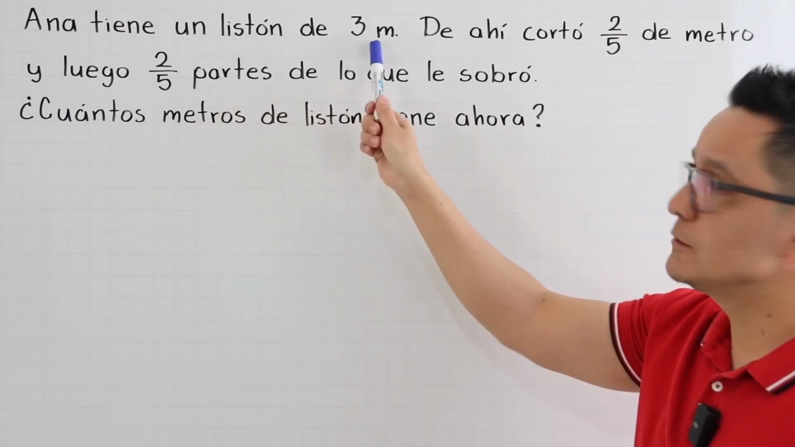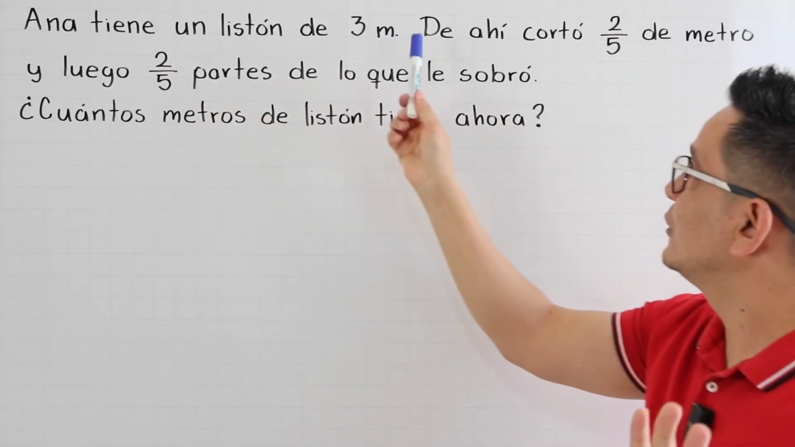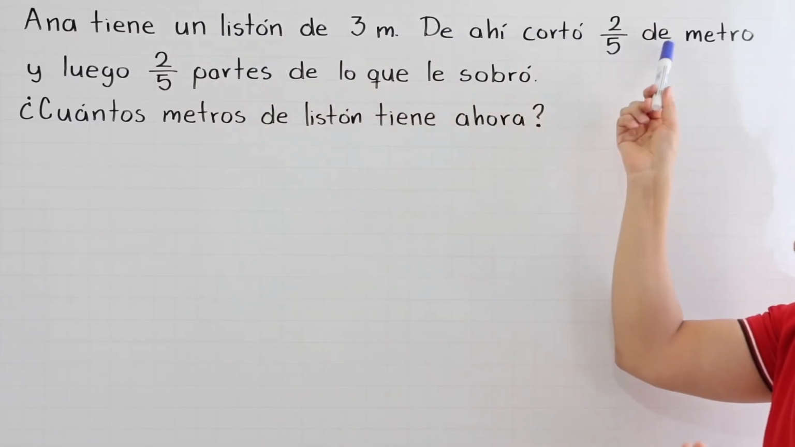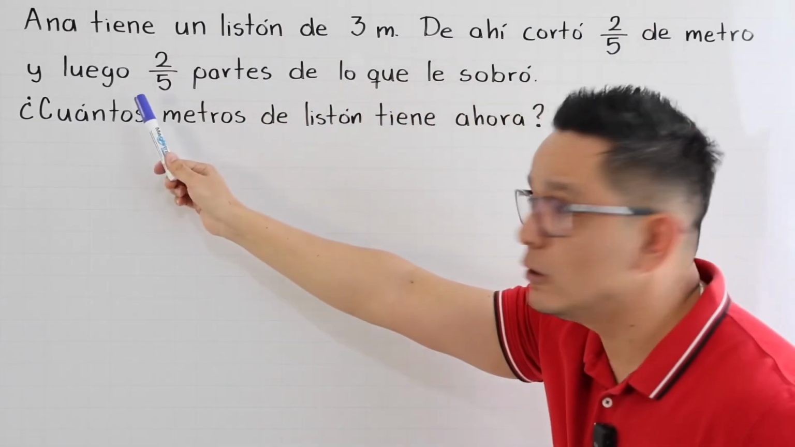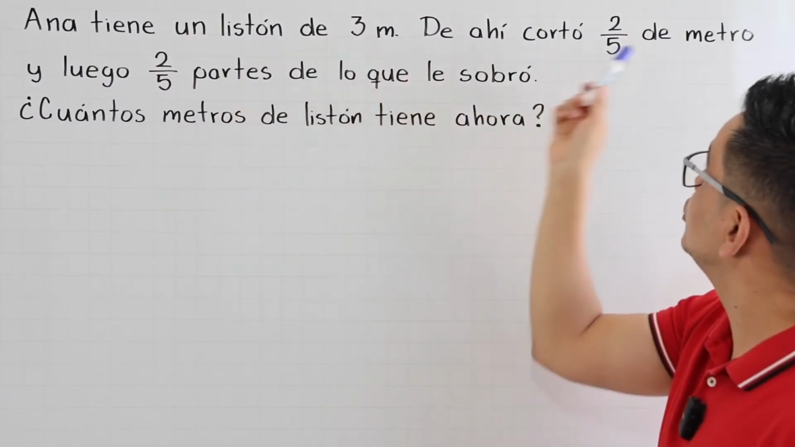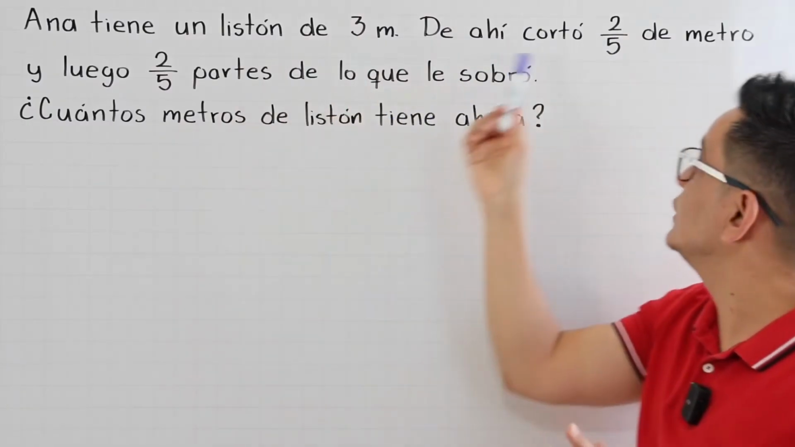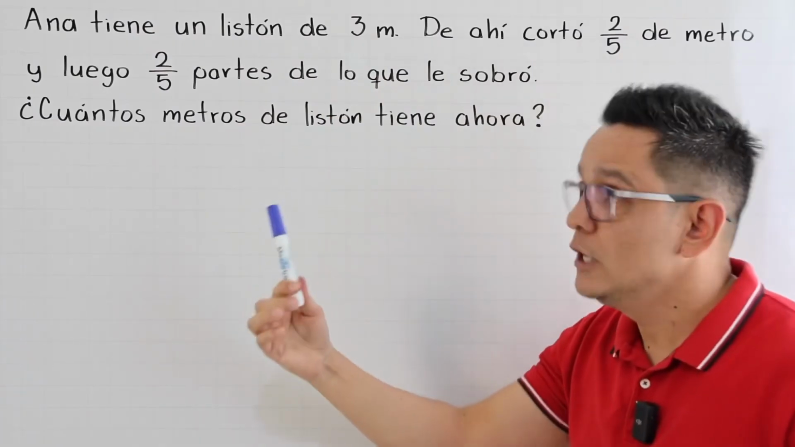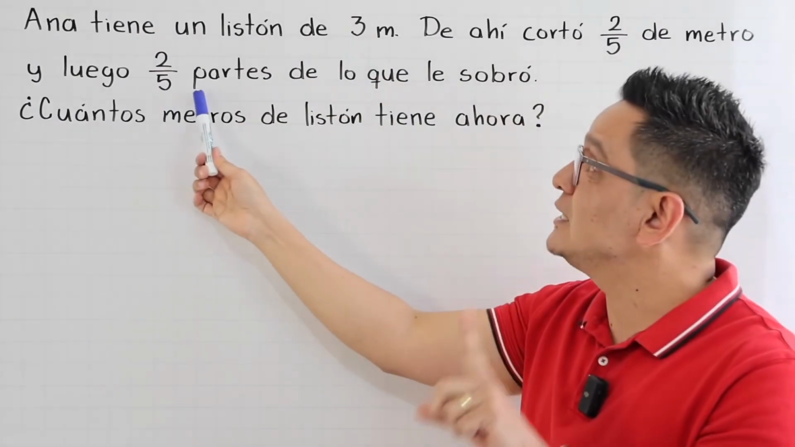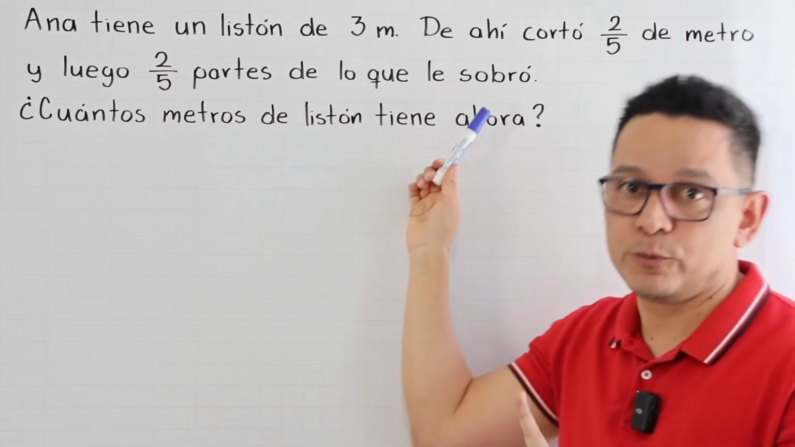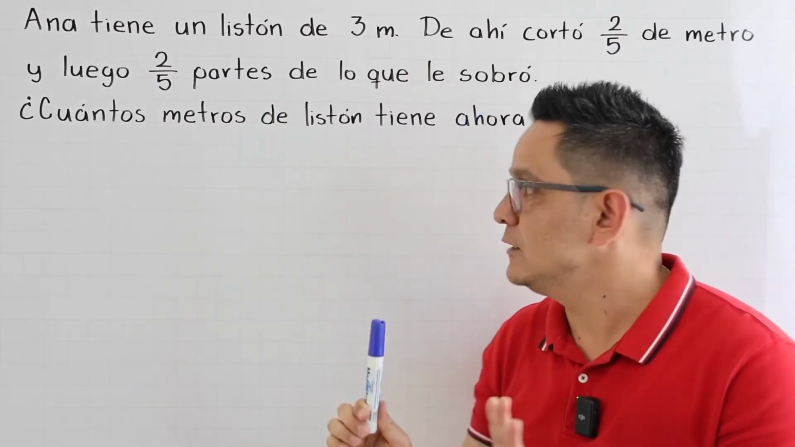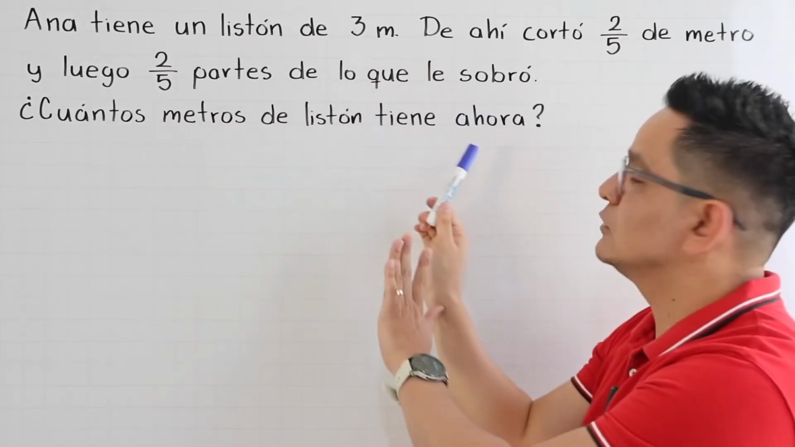He has a 3-meter ribbon, right? Then it says from there, he cut 2/5 of a meter. So from the 3 meters, he's taking away 2/5 of a meter. Then it says, and then 2/5 of what was left. The question is, how many meters of ribbon does he have now?